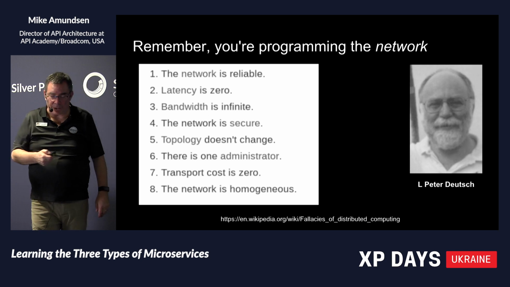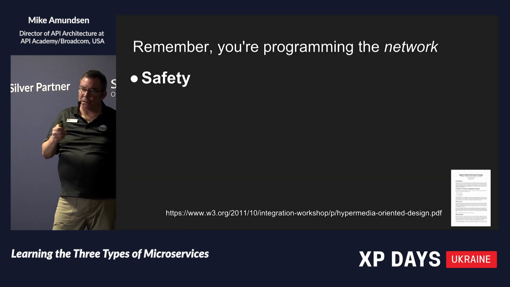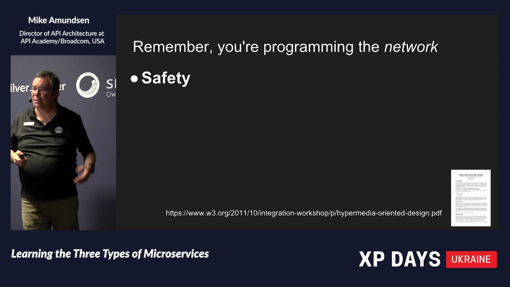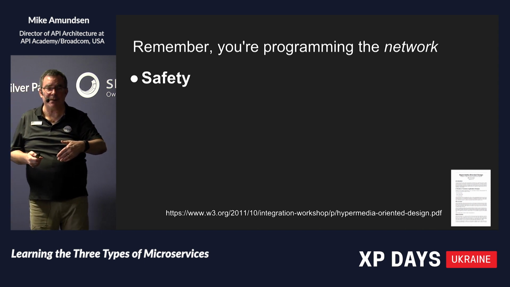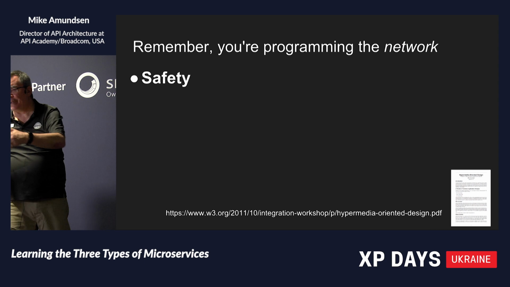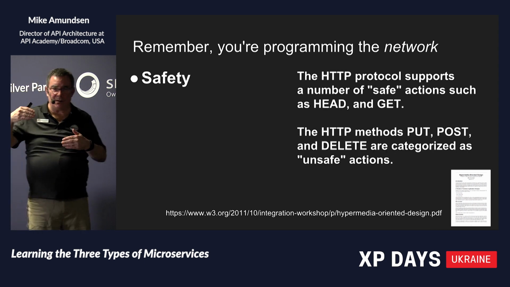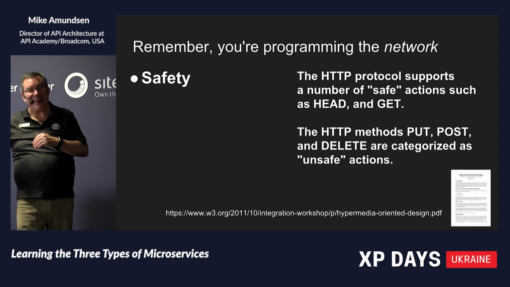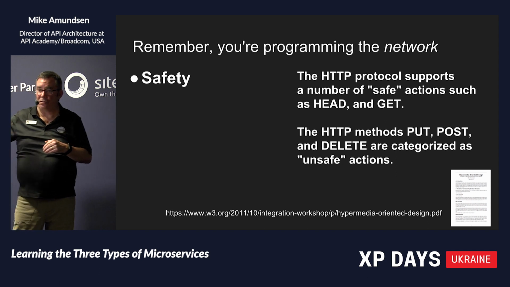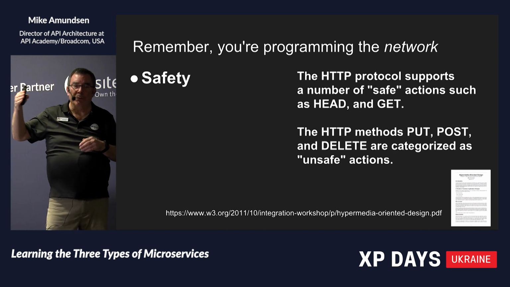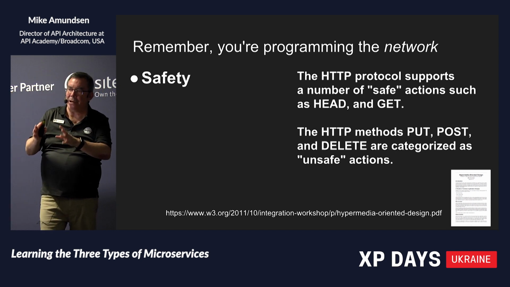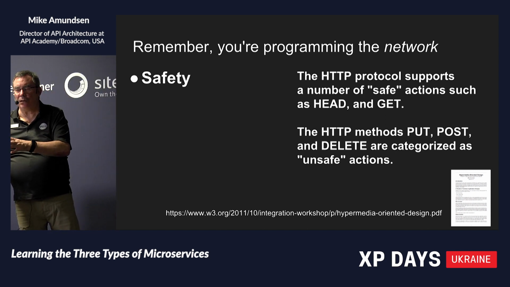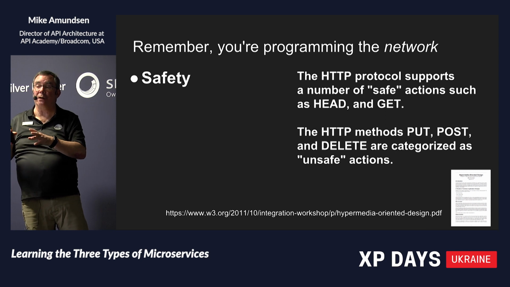We've talked about programming the network already. The network offers some really important challenges, and one of them is the idea of safety. How do I know that this request is safe to execute? If I execute this request, is it going to change data, delete data, move data? It turns out that in HTTP, this is an understanding built into the protocol. So there are safe actions such as HEAD and GET, and there are unsafe actions such as PUT and POST and DELETE. When you're using a protocol that doesn't make it clear which items are safe and which items are unsafe, you may get confused and execute the wrong thing or do the wrong thing twice.